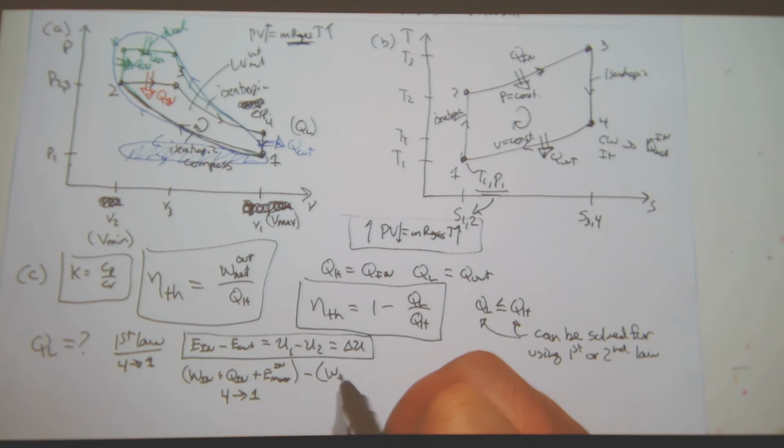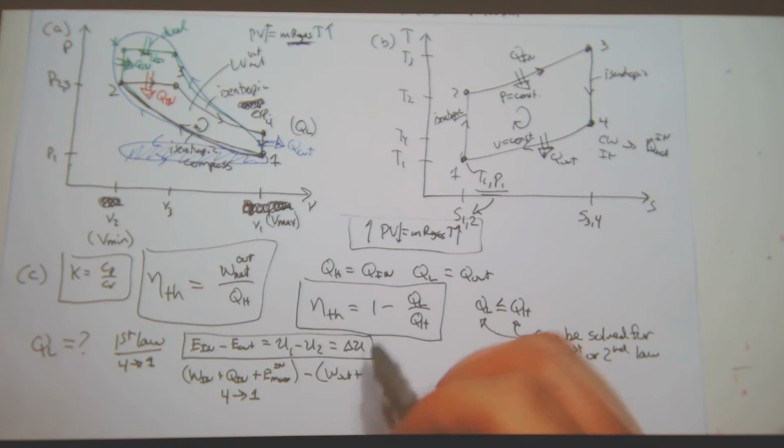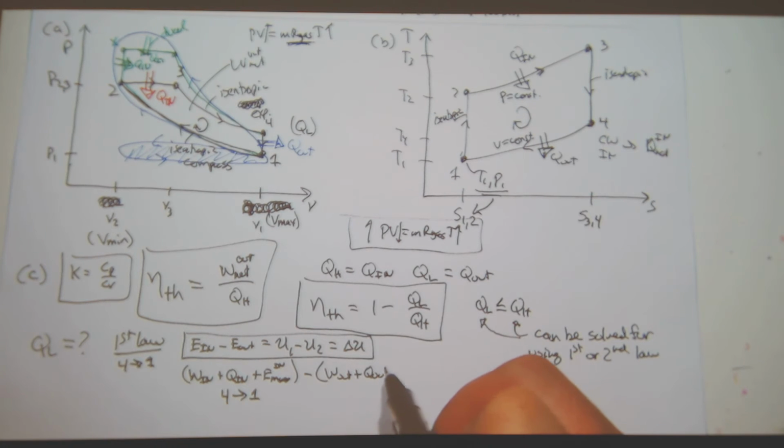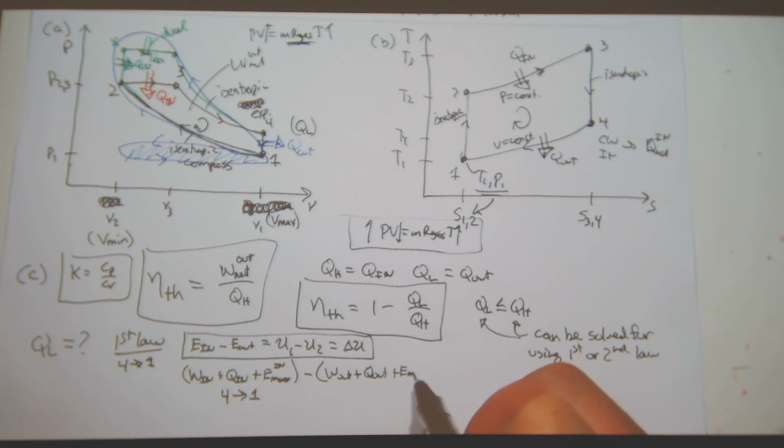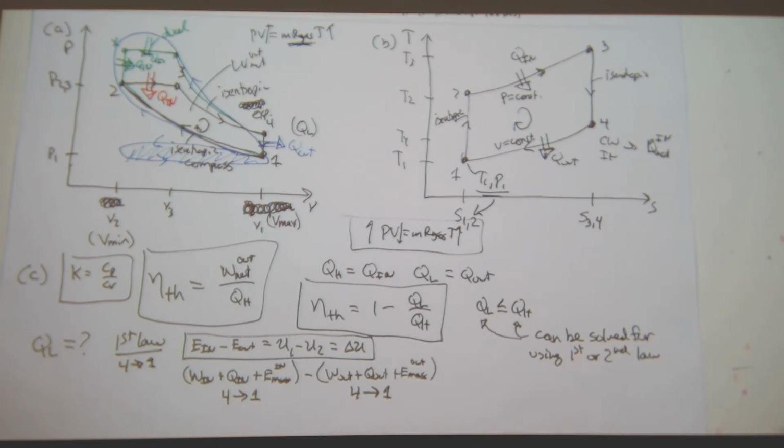So work out plus heat out plus energy associated with mass out. And of course, again, this is all the forms of energy, heat, mass, and work from thermodynamic state 4 to thermodynamic state 1. Yes? Should that be U1 minus U4?